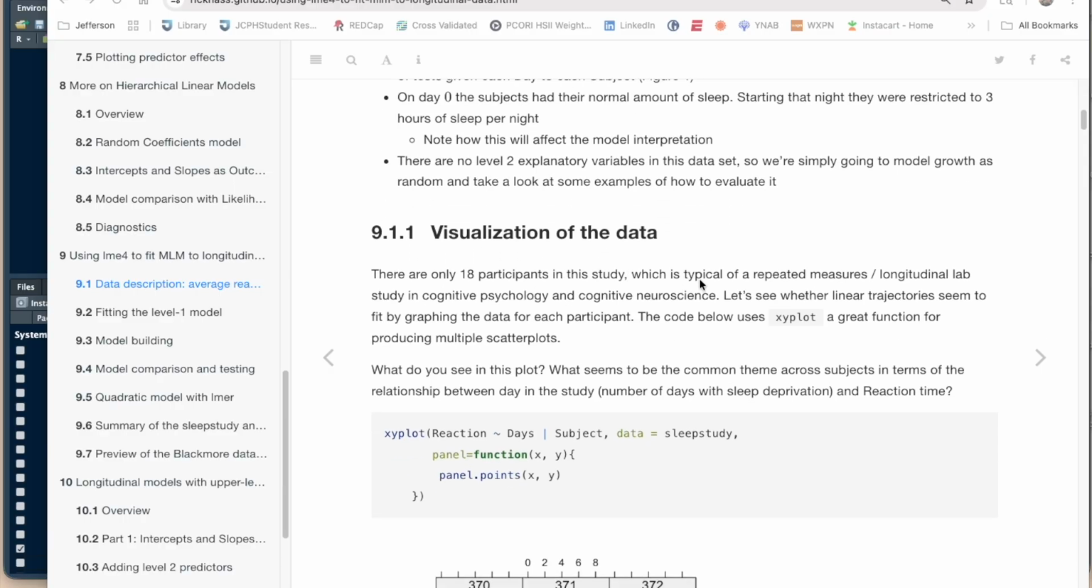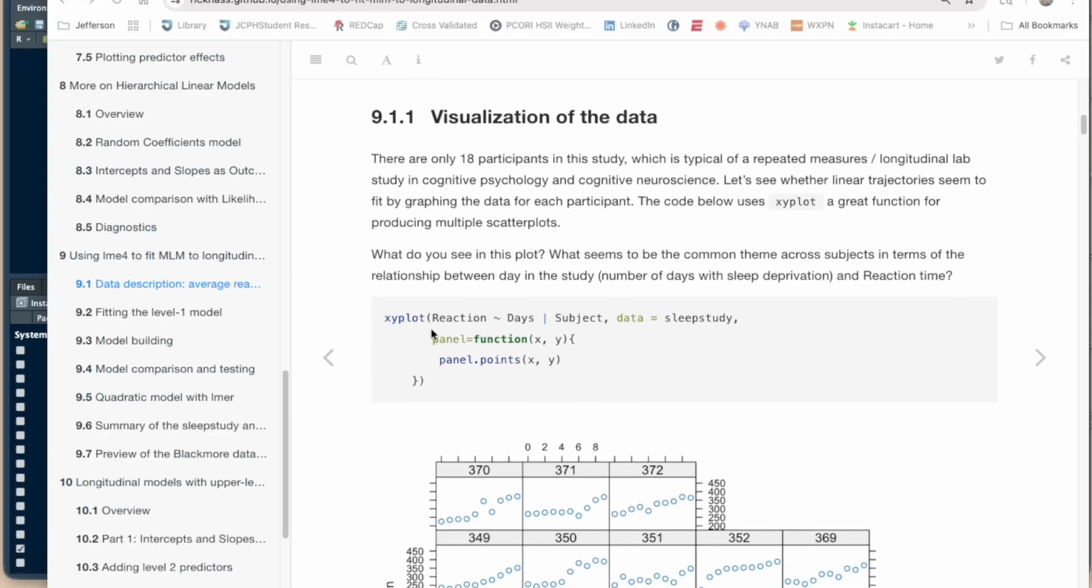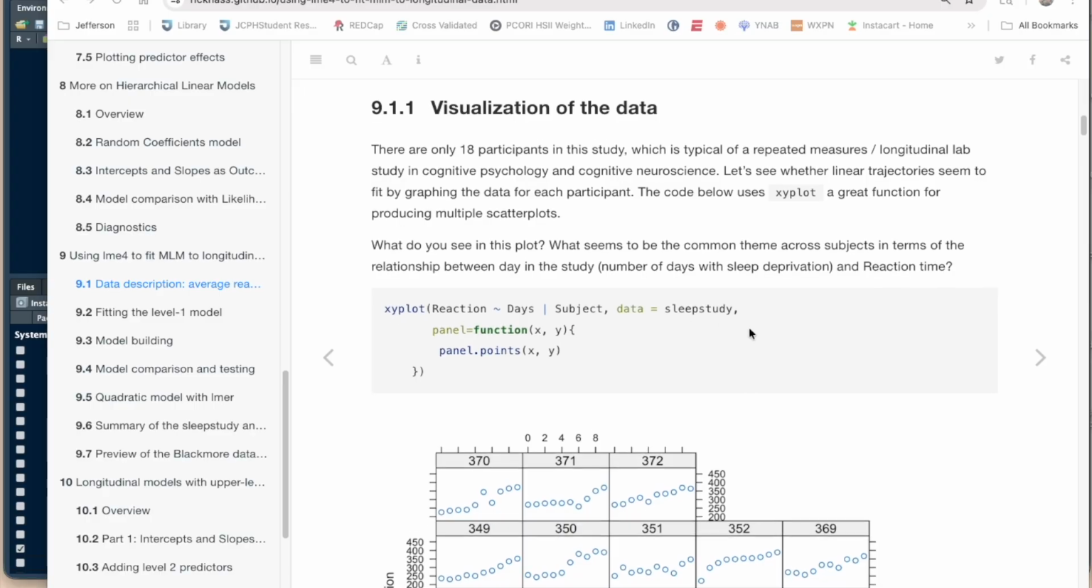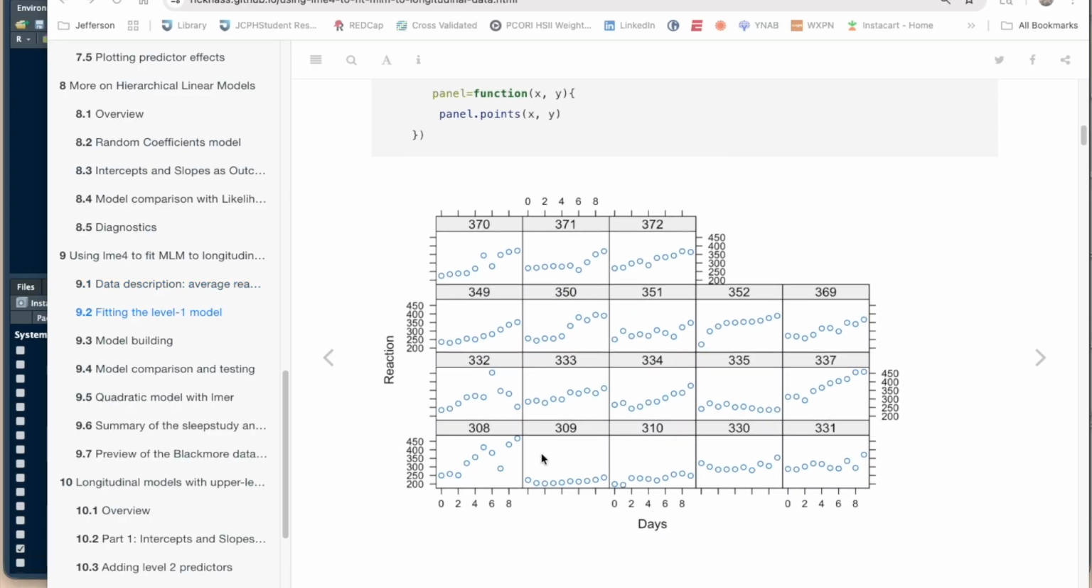We can visualize it using the xyplot function, which is in the older lattice package. We can see we actually have balanced data. There should be 10 data points for each person, days 0 through 9, and we can see all of them. Everyone in this case has the same number of measurements, because this was a laboratory study and people were paid, so it was easy to do.